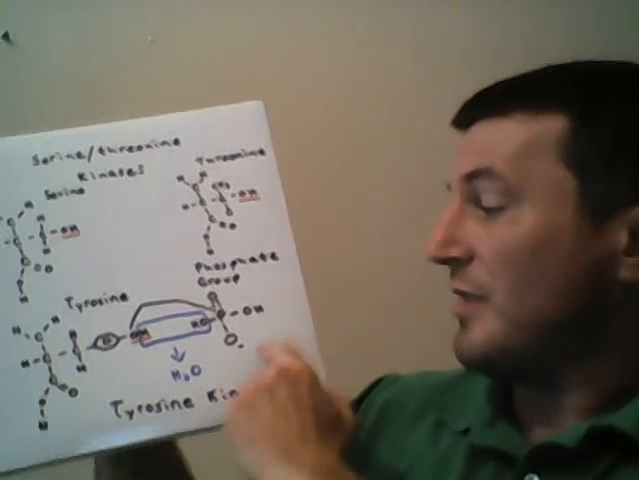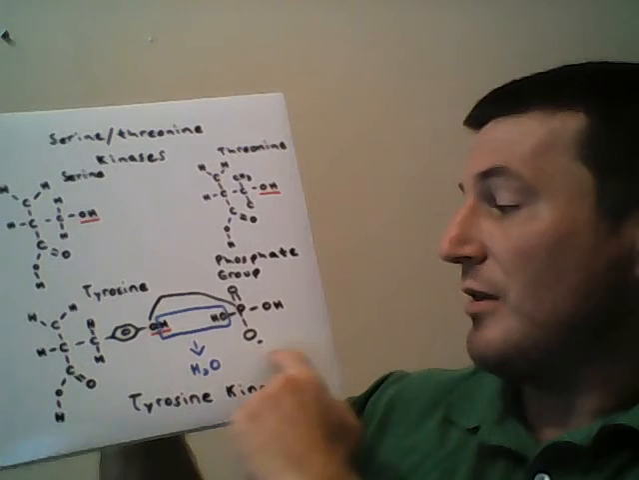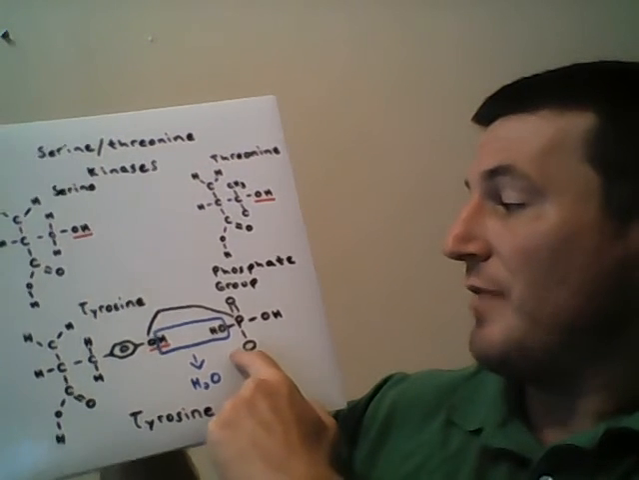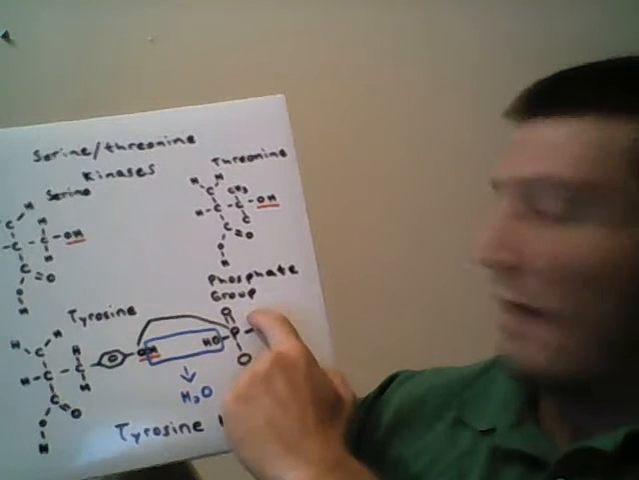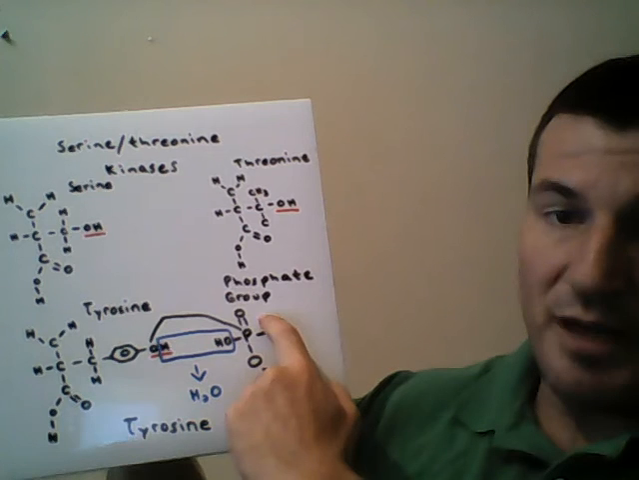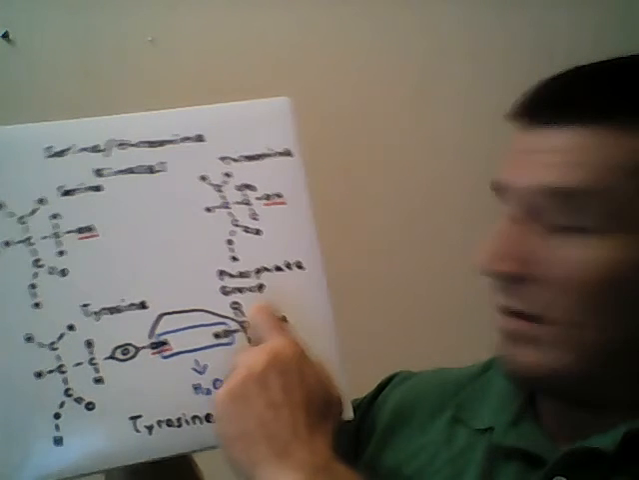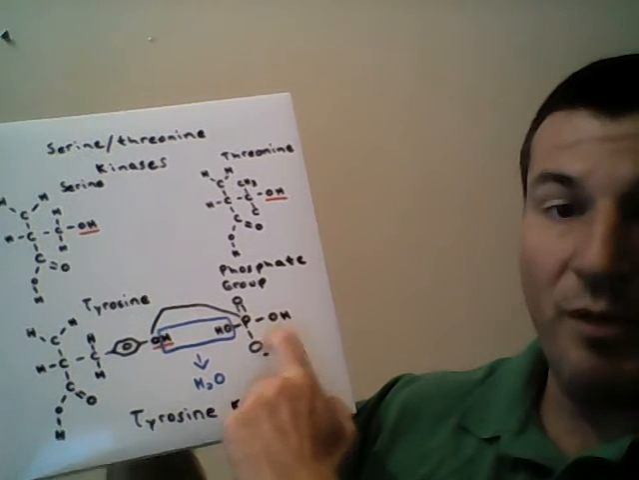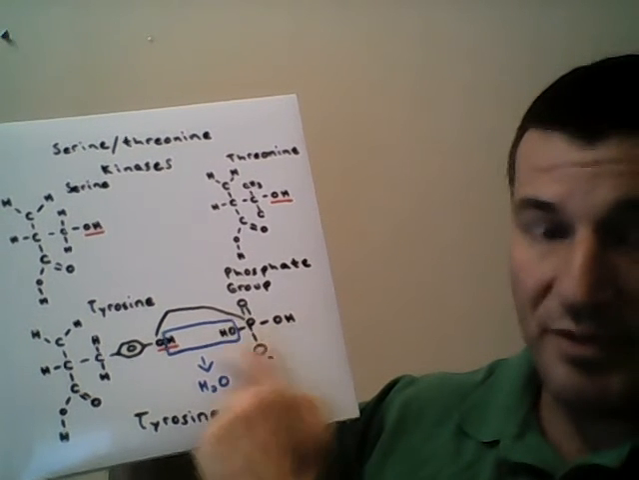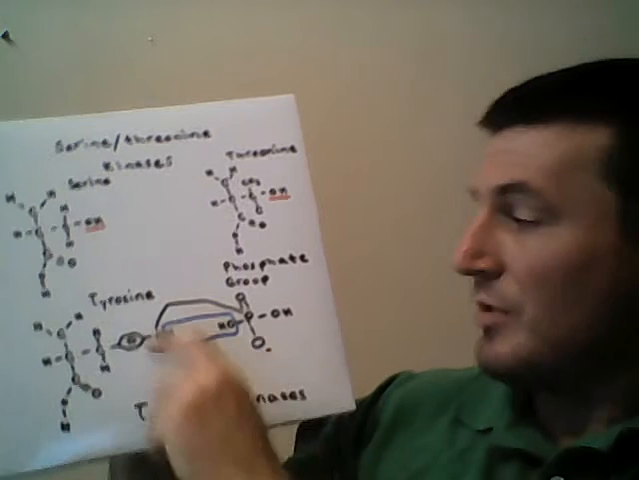So this oxygen down here has a net charge of negative, as for this one up here, it has the double bond to the oxygen. So one of the electrons that it picks up is from the covalent bond from the phosphorus atom.